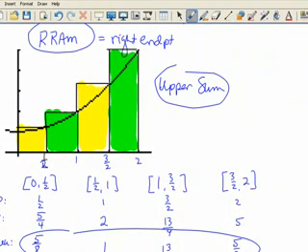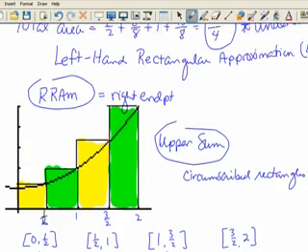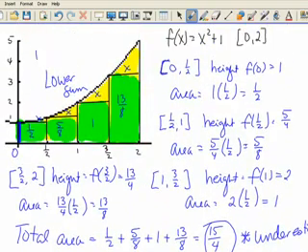So when you have rectangles that are circumscribed rectangles, like we see in this picture, the sum of those rectangle areas is going to be an upper sum. It is an overestimate. It's bigger than the actual area under the curve. When you're looking at inscribed rectangles, then the sum of those areas is an underestimate. It's too small, and it's called a lower sum.